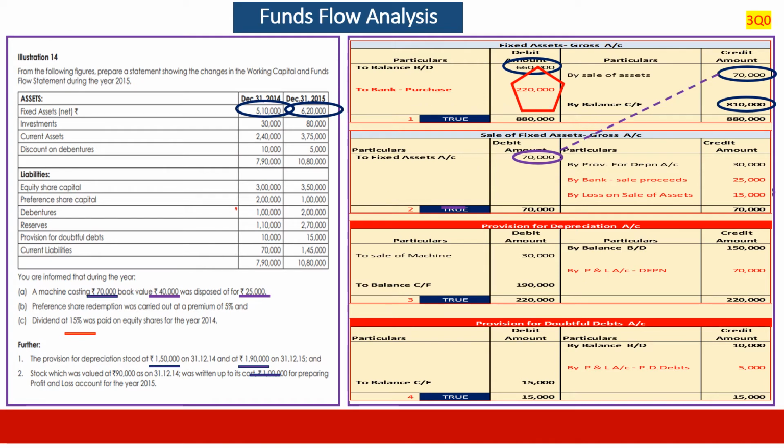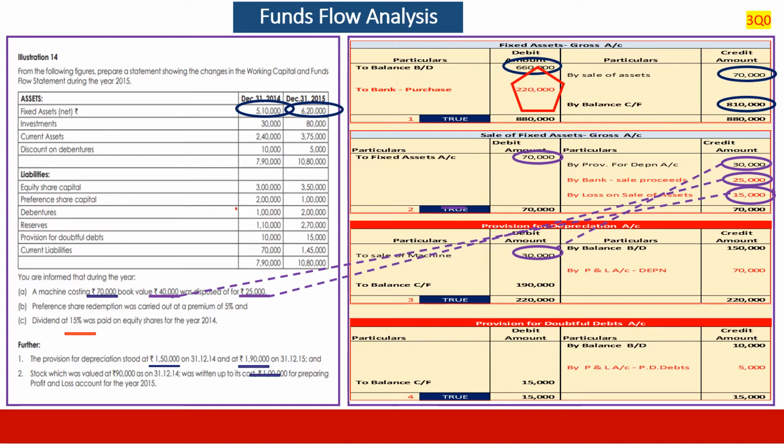And what we do now is we have three items here now. One is it was disposed for 25,000 by bank, sale proceeds 25,000, and its written down value was 40 and it was sold for 25, means we made a loss of 15, that is loss on sale of fixed assets. And gross was 70, book value was 40, means 30 was depreciation on assets sold. Now here we will be proceeding further.